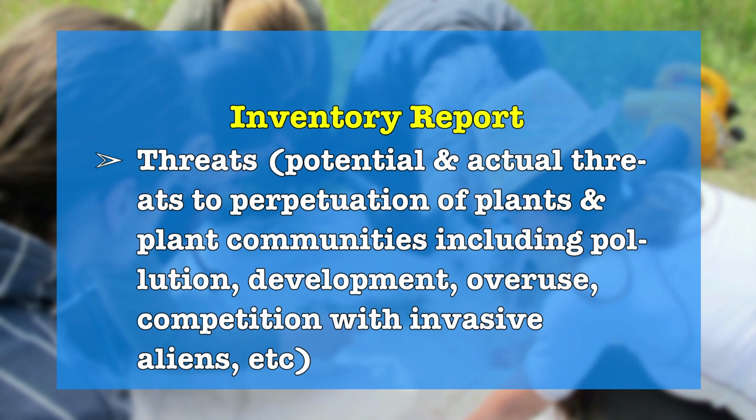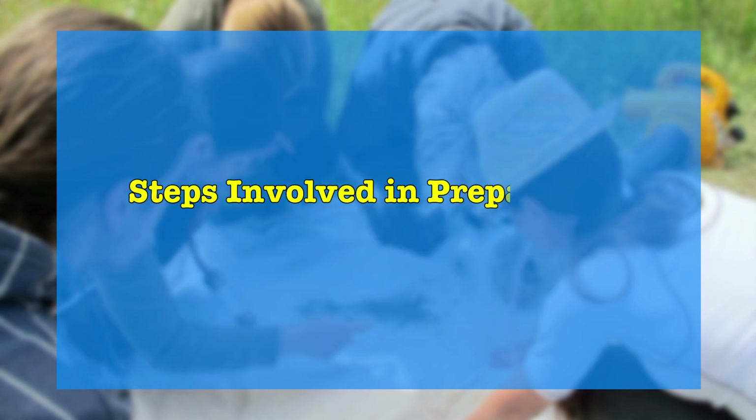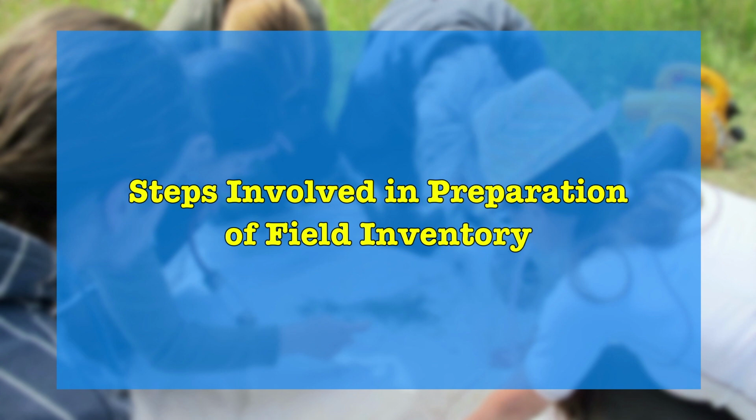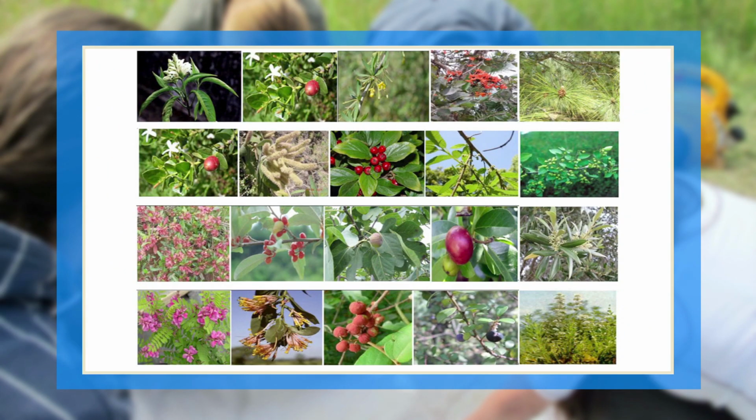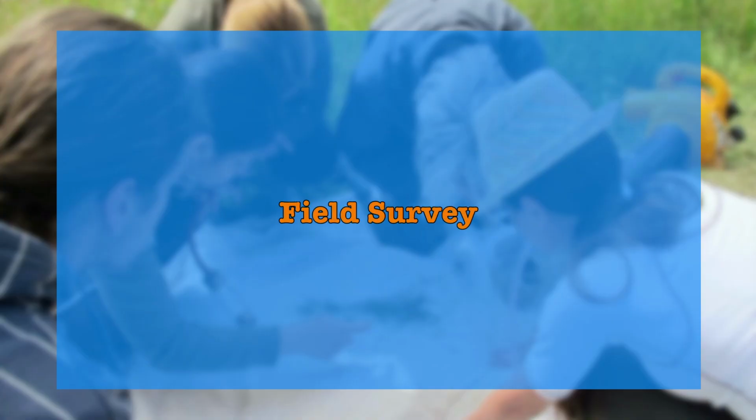aliens, etc. Dear students, now we will move on to the next objective, that's steps involved in the preparation of field inventory. Substantial knowledge of plant collection, plant classification, plant morphology, identification procedures, and herbarium procedures is required to conduct adequate botanical inventories. Various steps involved in the preparation of field inventory are: number 1 is field survey.